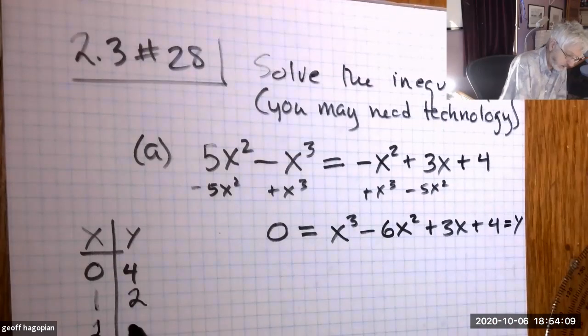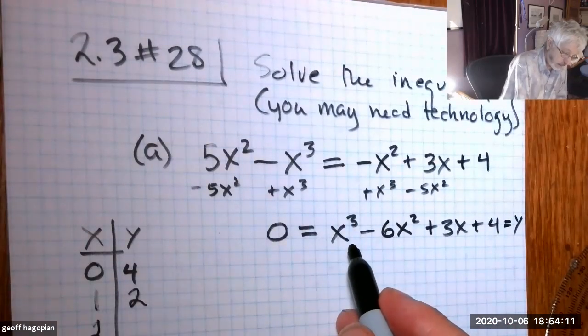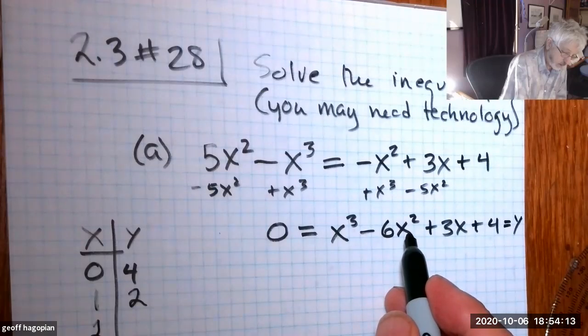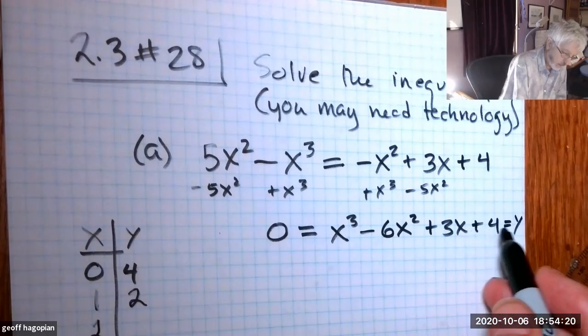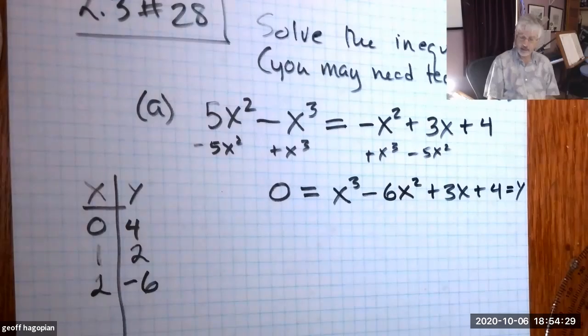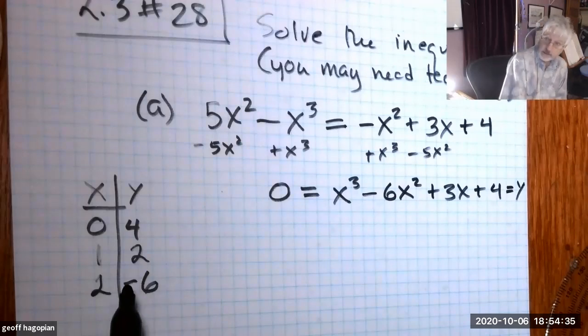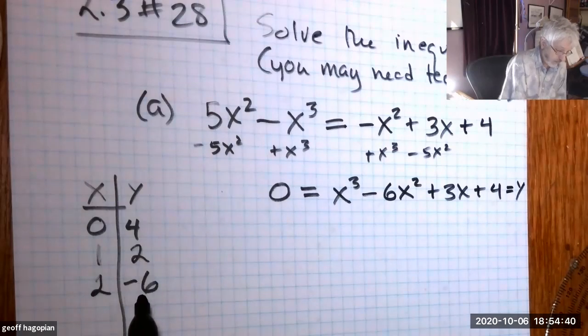How about at 2? We got 8 minus 24 is negative 16. Plus 6 is negative 10. Plus 4 is negative 6. Aha. And why do I say aha? The output went from being positive to being negative.